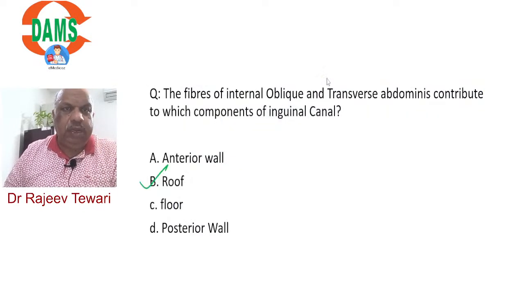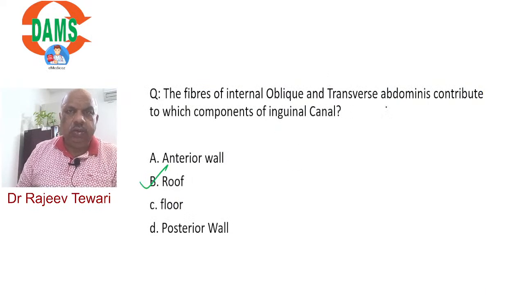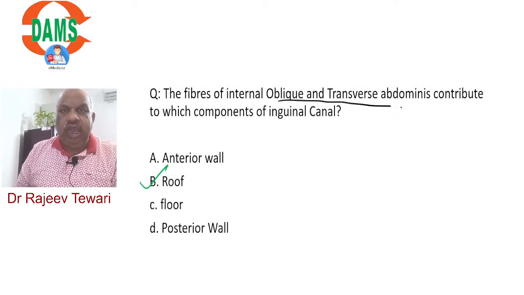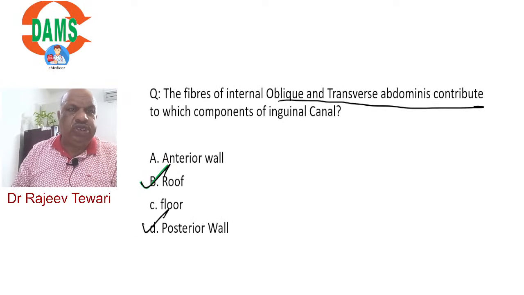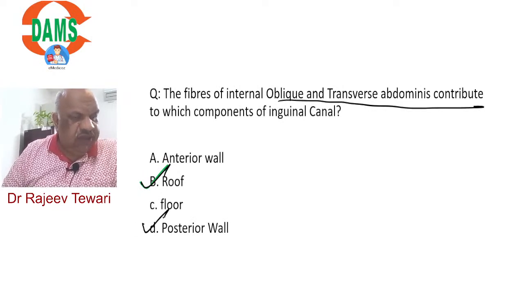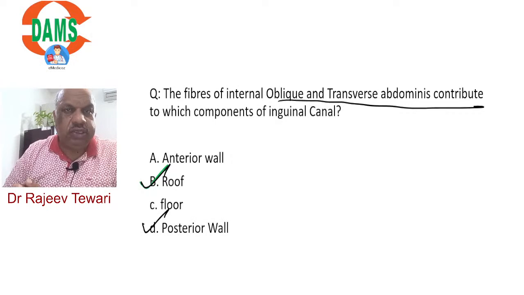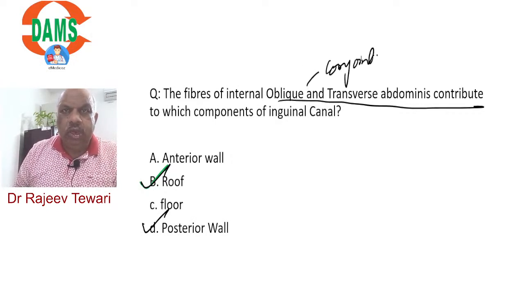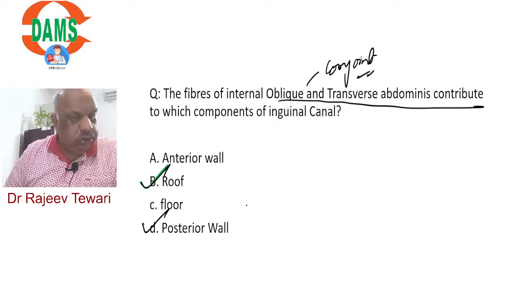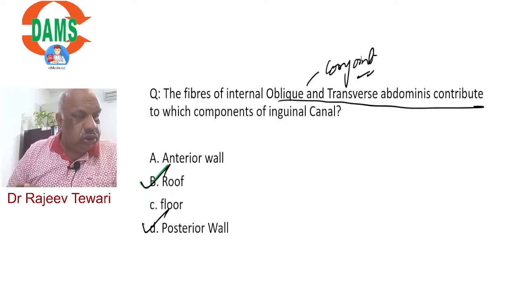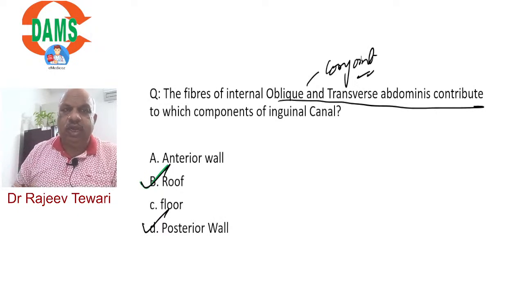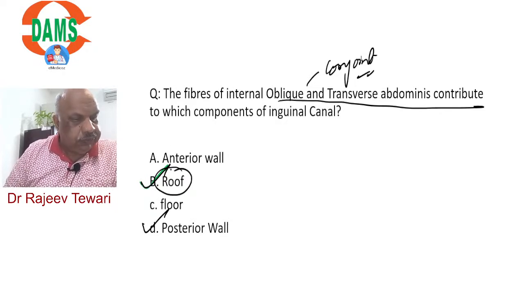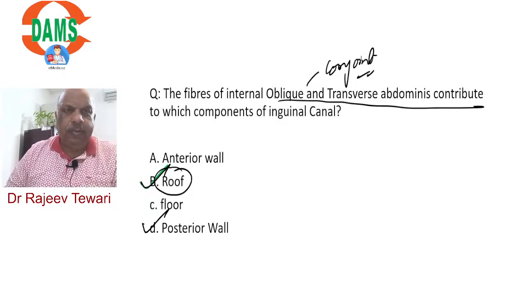Options were multiple choice here, so they contribute to roof and posterior wall both. If multiple was the answer, then these two form the conjoint tendon and they go posterior also. So, Manoj, Gopinath, if multiple answers were correct, then B and D both are the right answer. If you have to mark only one option, then roof is a better answer. Okay?